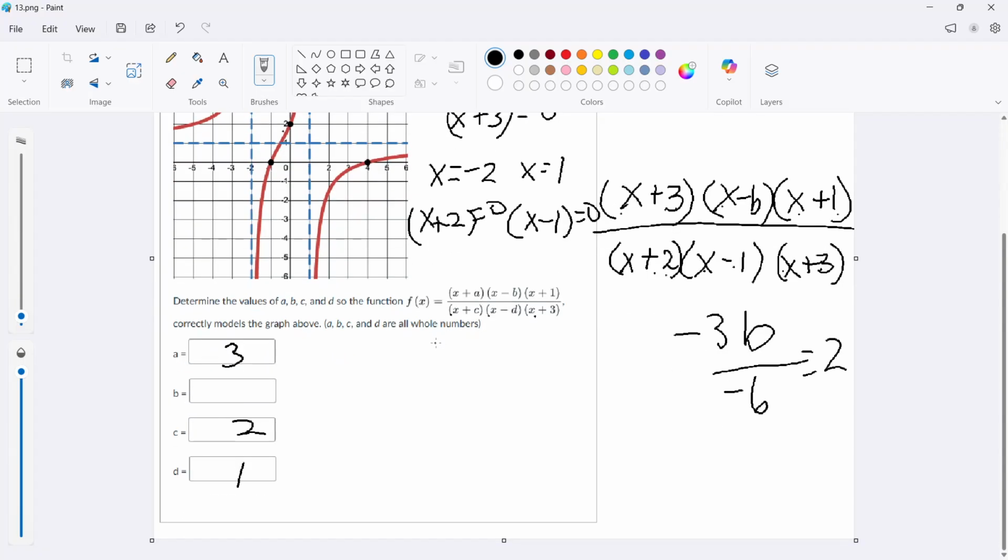Well, I can simplify this. This is b over 2. Negative 3 divided by negative 6 is 1/2. Equals 2. B equals 2 times 2 is 4. So B is 4. This is x minus 4.